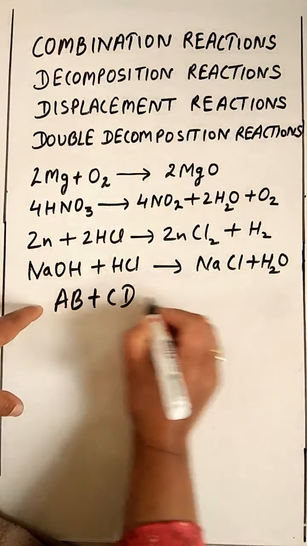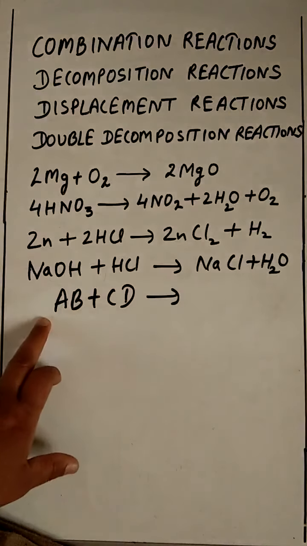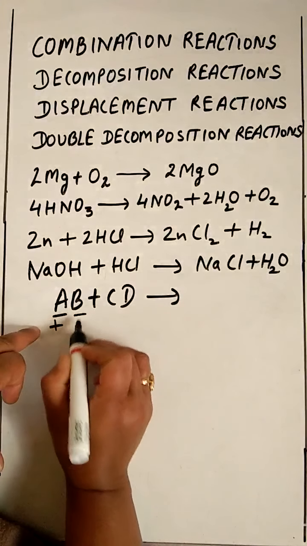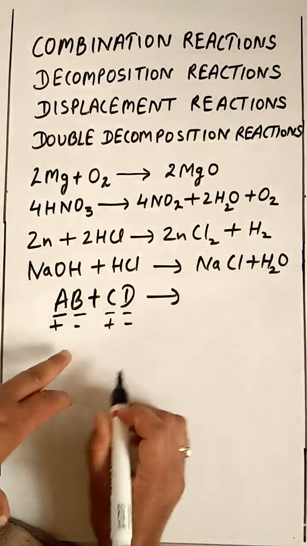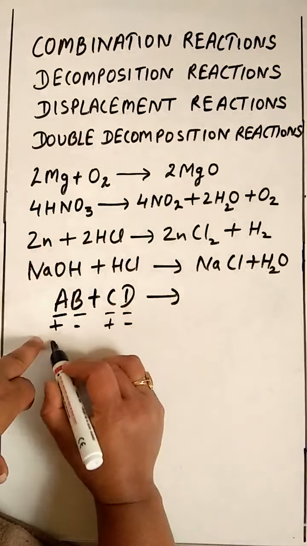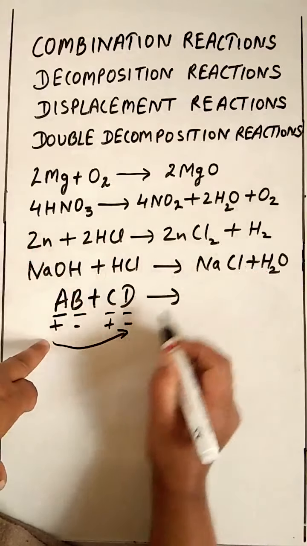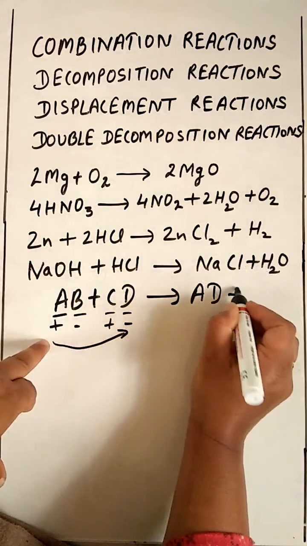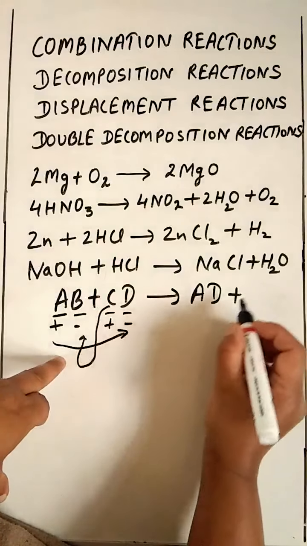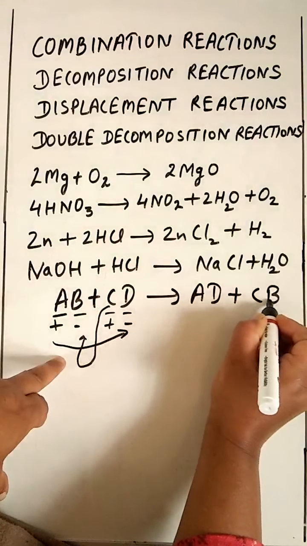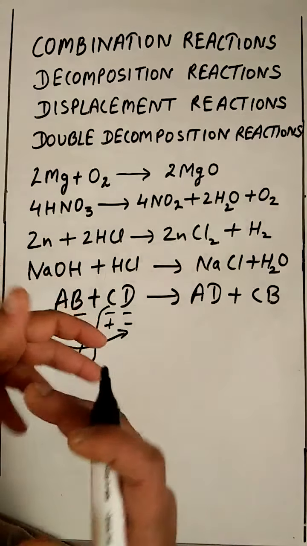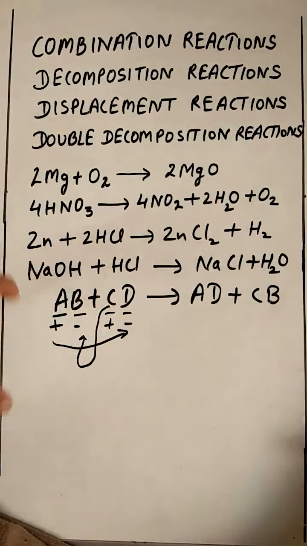Now suppose we are having two such compounds. All of us know that the first part is always positive, the second part is negative. So what happens? These two compounds exchange their radicals. Now this positive goes with the negative of D. So A comes with D, and C positive goes with the negative of B. So we get CB. So such kinds of reactions take place by exchanging the radicals between the compounds.